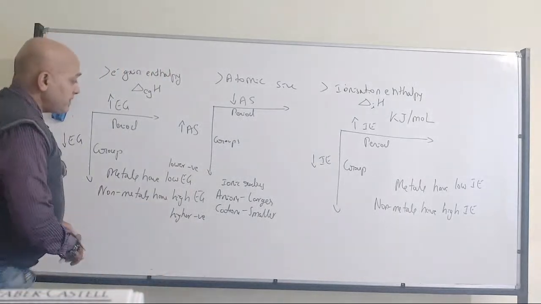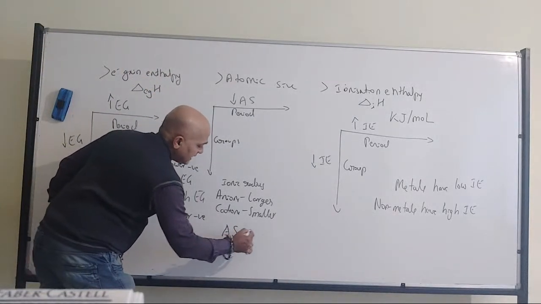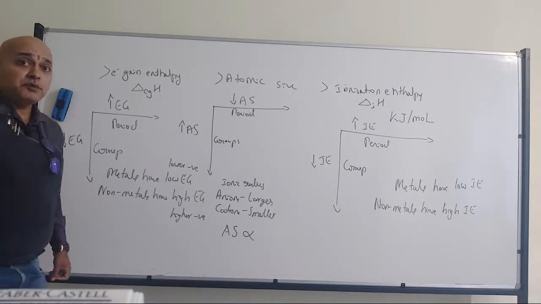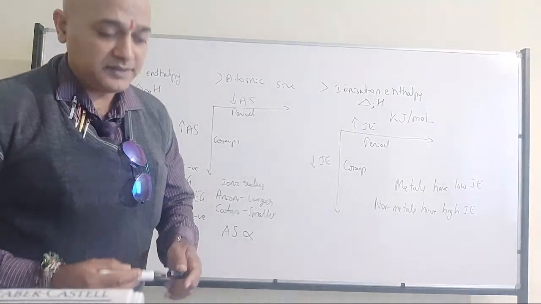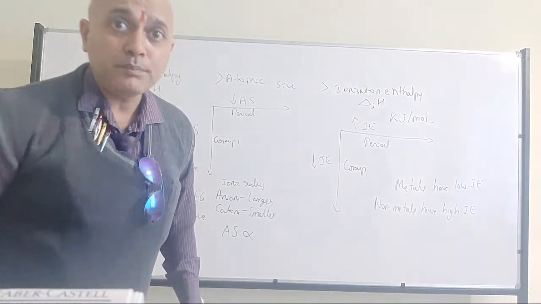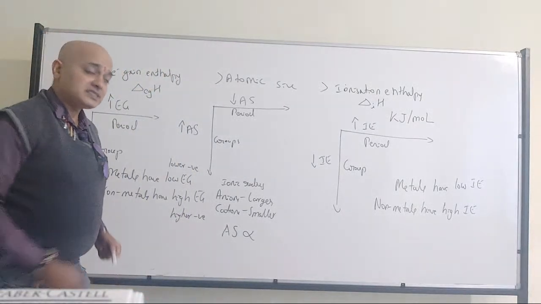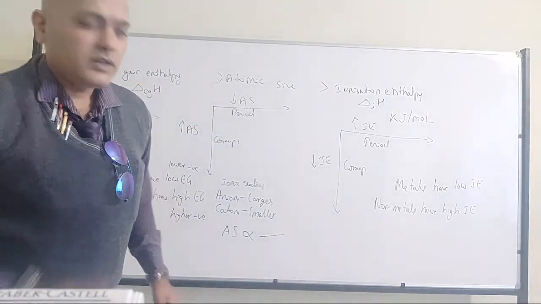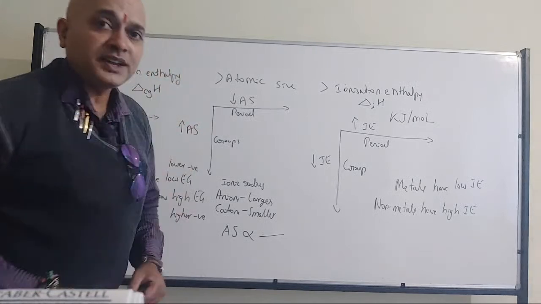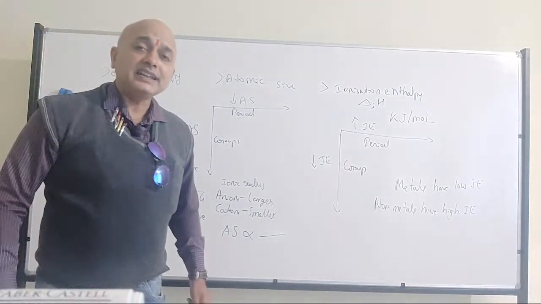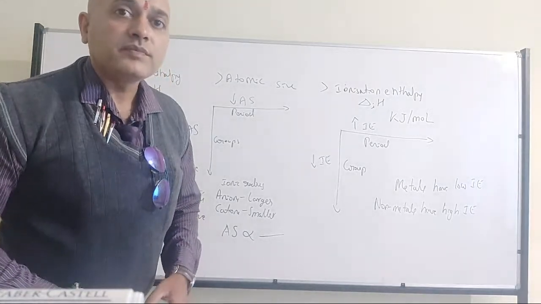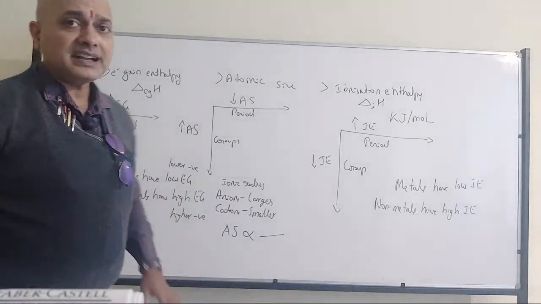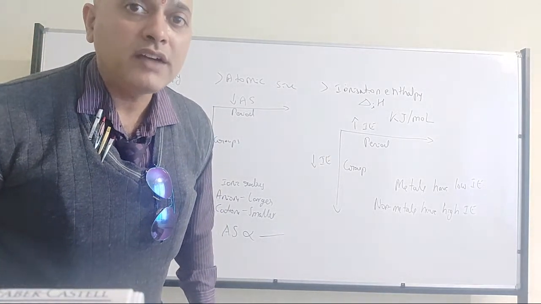Now, with respect to atomic size, if I want to correlate with atomic size, what is happening to ionization enthalpy, whether it is directly related or inversely related? Atomic size and ionization enthalpy, whether they are directly related or inversely related. Tell me. Darshan. So according to Darshan, ionization enthalpy is directly related to atomic size. All of you agree with that?